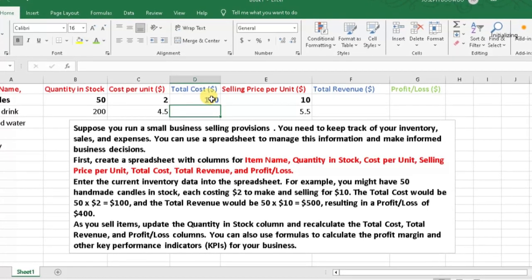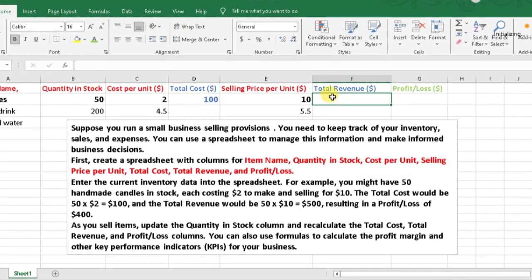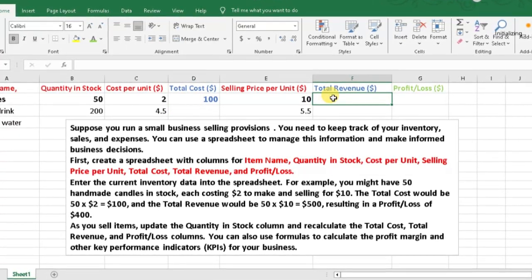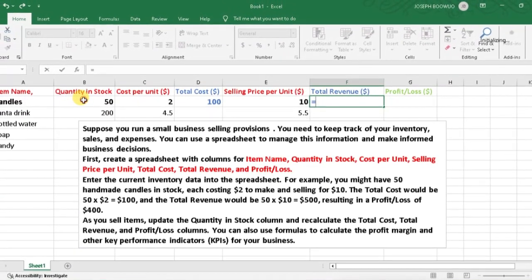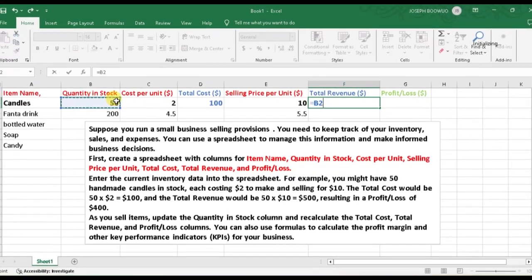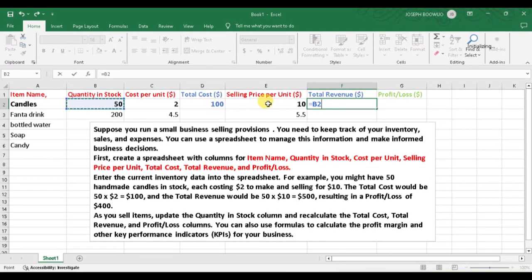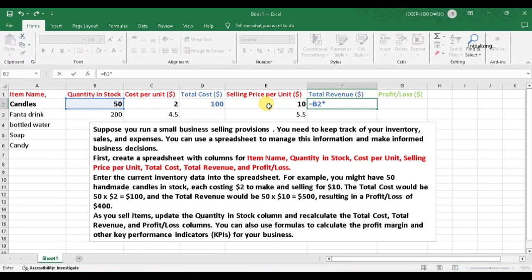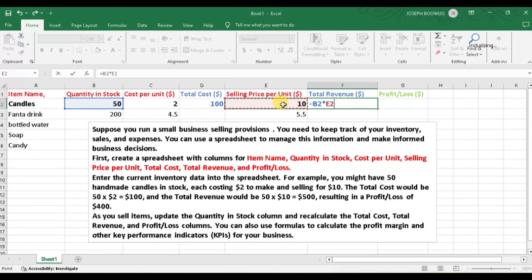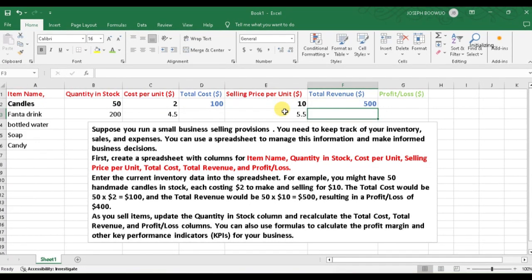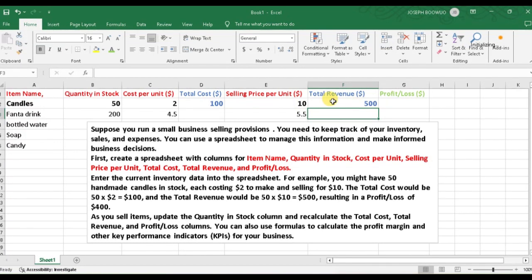Now I want to get the total revenue also. The way we did this one, you are going to do the same for the total revenue. Start with an equal sign, cell B2 multiplied by cell E2. So the multiplication sign is Shift 8, and then you click on the selling price, which is $10 per unit. Press Enter and the value is there for you. So 50 times 10 is going to give you $500.